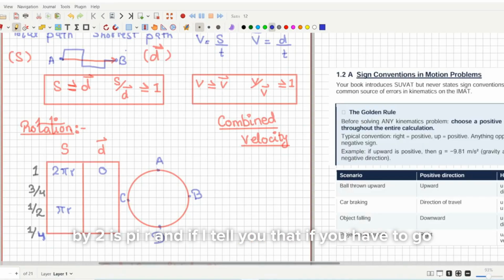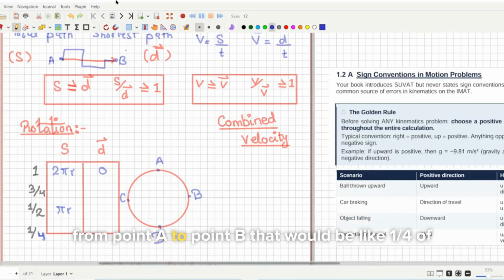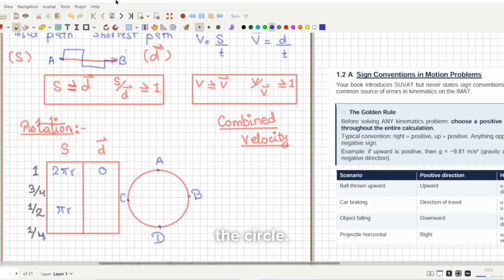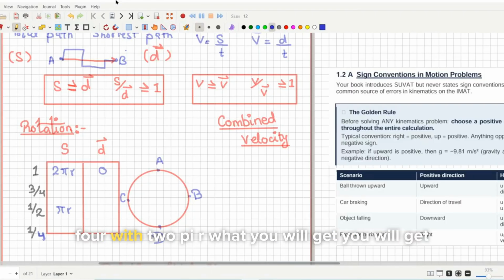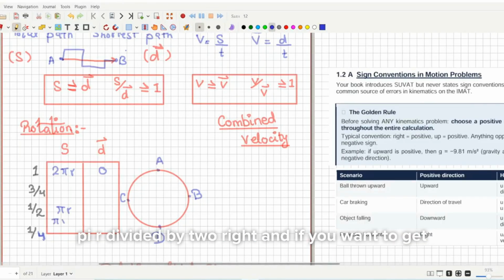And if I tell you that if you have to go from point A to point B, that would be like 1/4 of the circle. Like if you divide the circle into 4 parts, then this would be 1/4 of the circle, and from point A to point B it is 1/4. So to get 1/4 of a circle, multiply 1/4 with 2 pi r. What you will get? You will get pi r divided by 2, right?